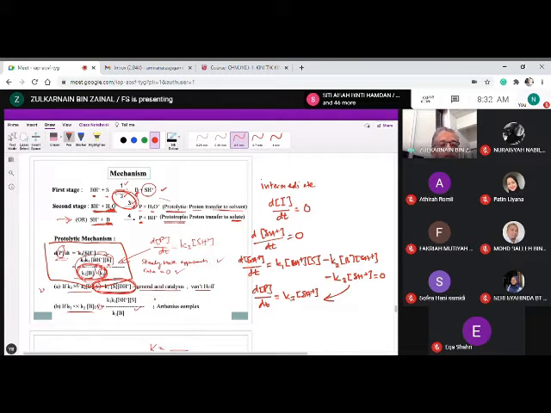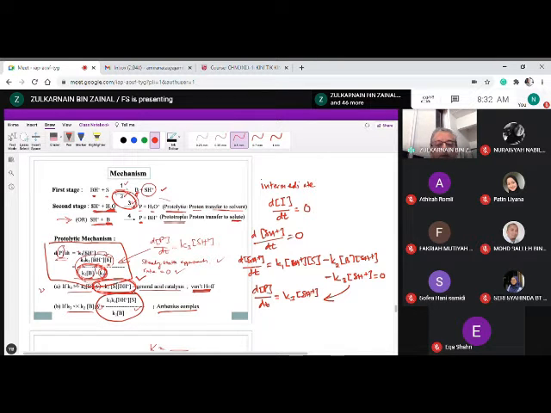But anyway, you can see in your notes, if K3 is larger than K2B, then rate is equal to K1 times the concentration of SBH plus, right? But in the case of Arrhenius complex, this is the case of Van Hoff complex, K3 is less than K2B, then V is equal to this.